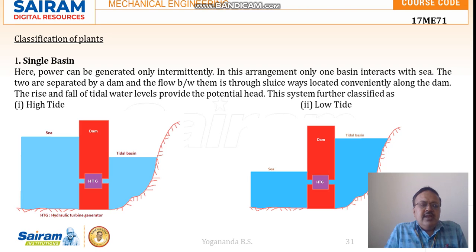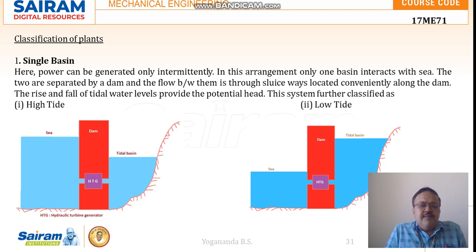Then the classification of the tidal plants. The first one is the single basin. Here the power will be generated not continuously, but only intermittently. In this arrangement we have only one basin interacting with the sea, on the right hand side. That is why it is called the single basin plant. The sea and the basin are separated by the dam, and the flow between them happens through the sluice ways, which are conveniently located along the dam.